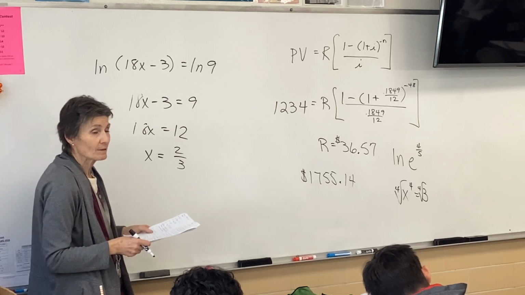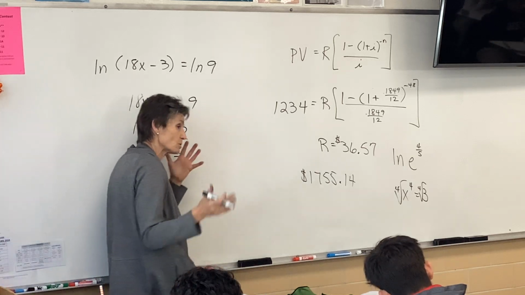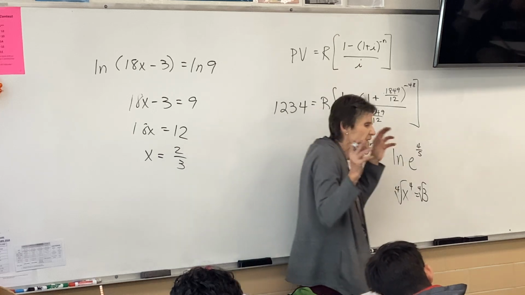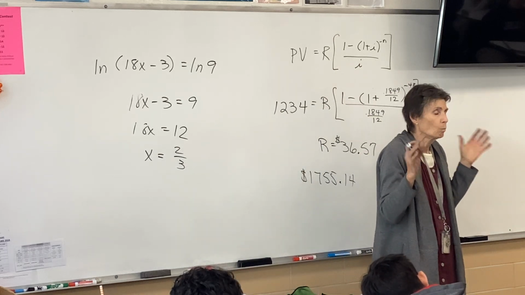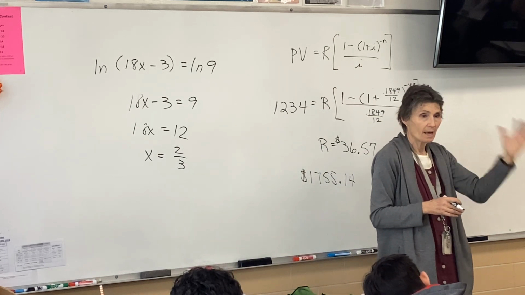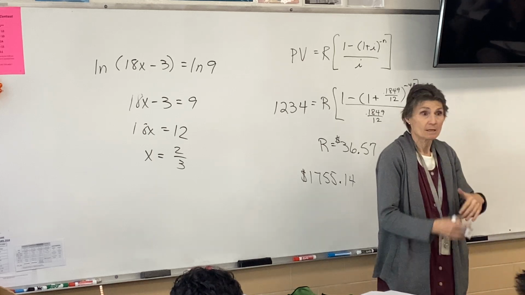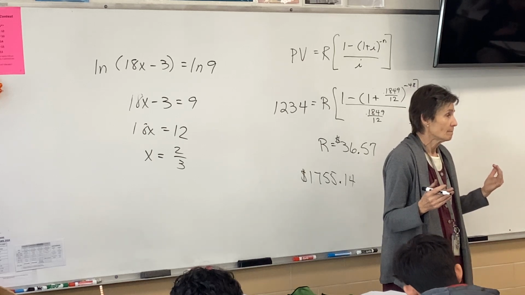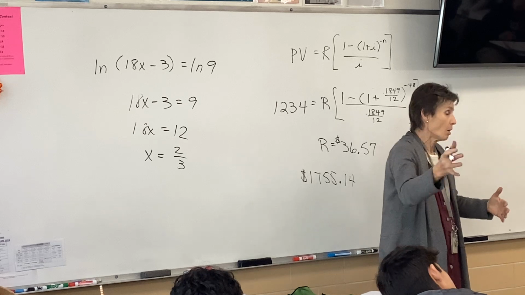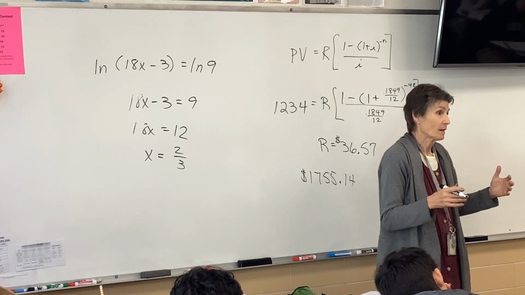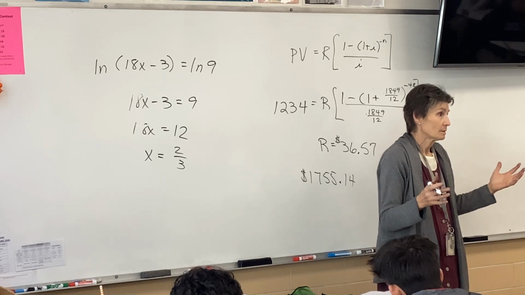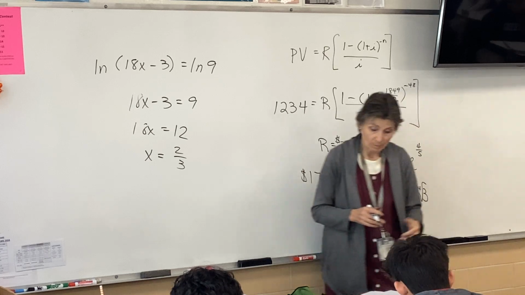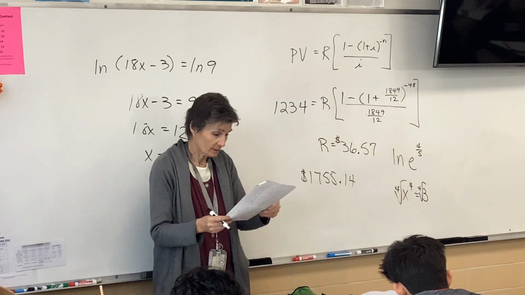If you want to cancel out those lns, what does the problem have to look like? ln equals ln. That's the only time it's legitimate. Or log equals log if it's a different base. Otherwise, you don't cancel them. All right, one more and then I'll help anybody who's got a calculator this year.